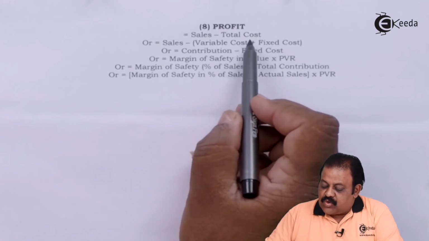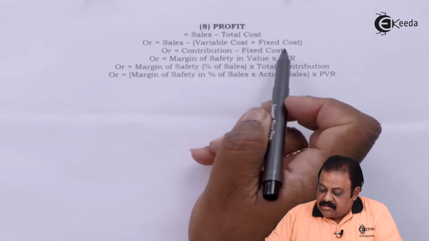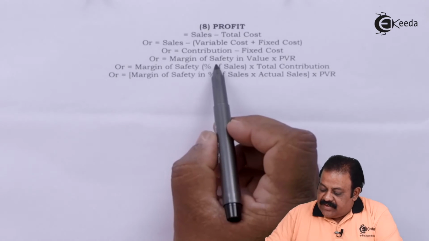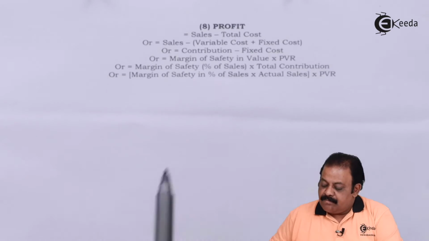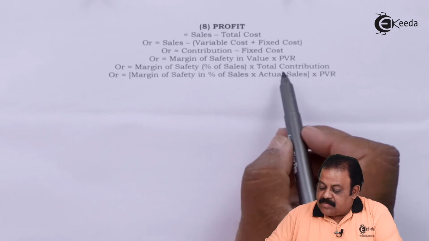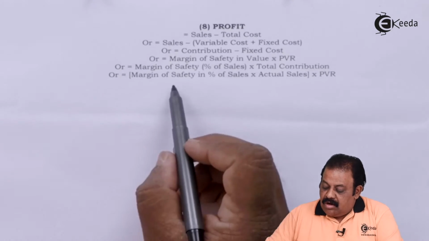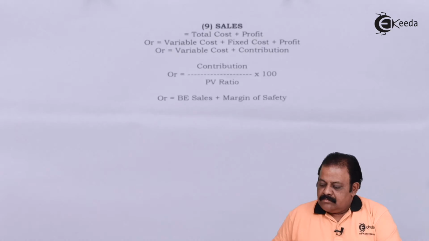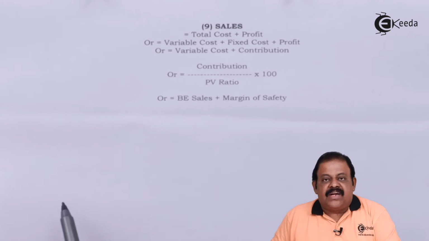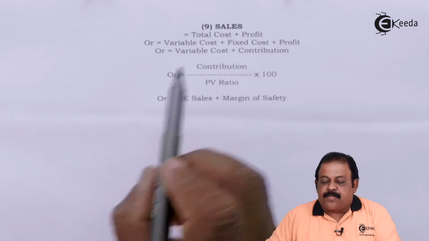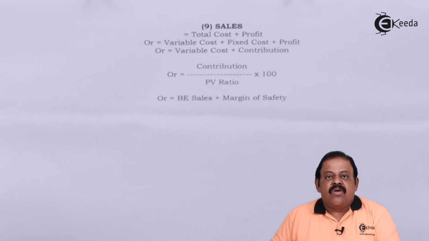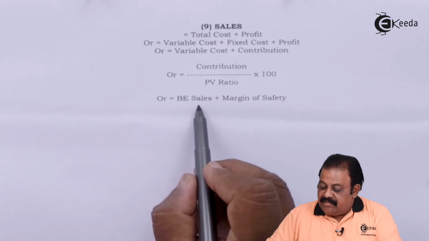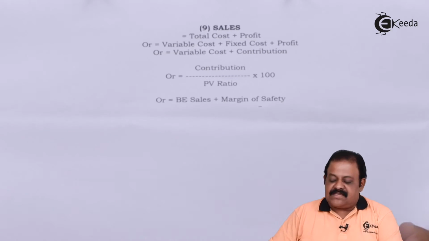Profit is sales minus total cost, or sales minus variable cost minus fixed cost, or contribution minus fixed cost, or margin of safety in value multiplied by PVR, or margin of safety percentage of sales multiplied by total contribution, or margin of safety in percentage multiplied by actual sales multiplied by PVR. Sales is total cost plus profit, or variable cost plus fixed cost plus profit, or variable cost plus contribution, or contribution divided by PV ratio multiplied by 100, or break even sales plus margin of safety sales.